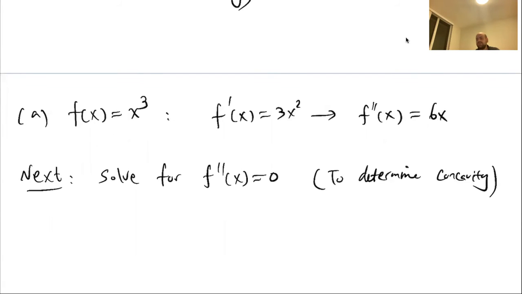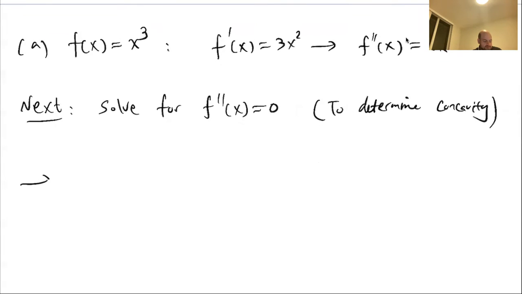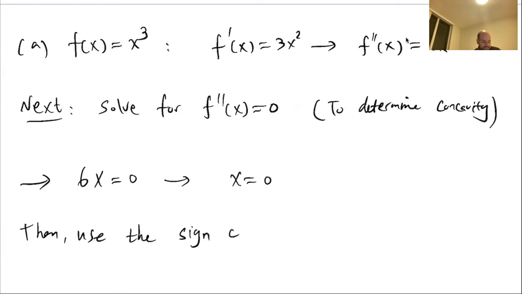Here the question asks about concavity. So let me solve for f double prime of x equals 0. What are the roots? It's very easy to solve in this case. 6x equals 0 gives x equals 0. Then I use the sign chart for f double prime of x to determine concavity.